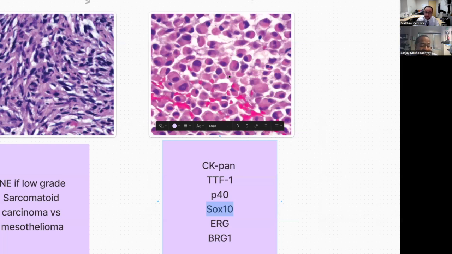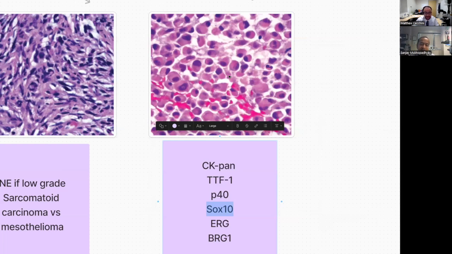Of course, there's that very rare thing where even SOX10 can be negative, and you can have poorly differentiated melanomas where there's a history of melanoma or the mutation is positive. So it can be melanoma even without the SOX10. People should know that. Definitely. And in this case, it's melanoma. It's important to remember that things with a borderline morphology of a carcinoma can be melanoma; never forget melanoma in your differential.